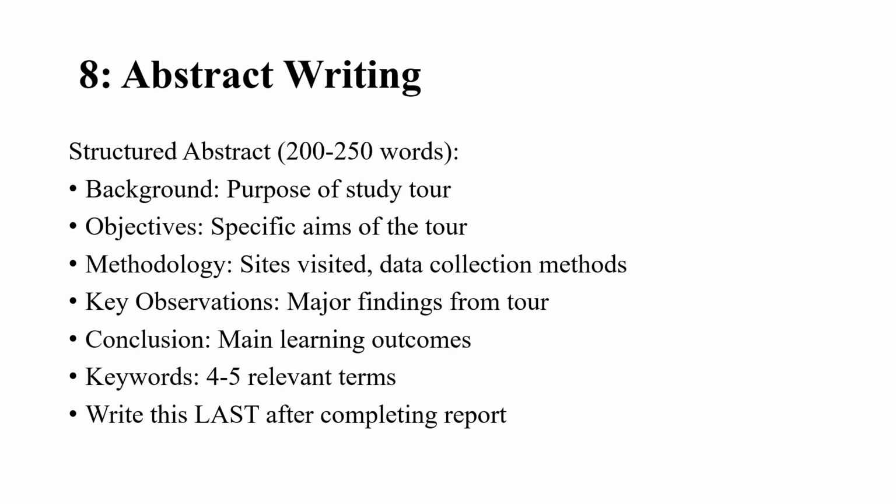Now let's look at the abstract writing. This is the fundamental, the first part of your report. Usually the reader reads or skims through the abstract to decide if they really want to investigate or read further your report. So make sure you have done a good job here. The word limit here for abstract writing is around 200 to 250 words.